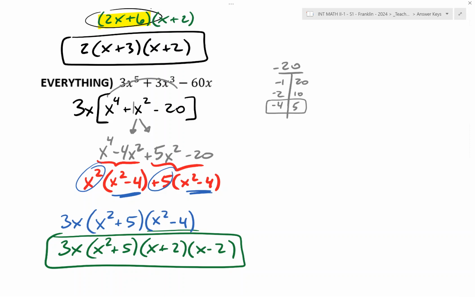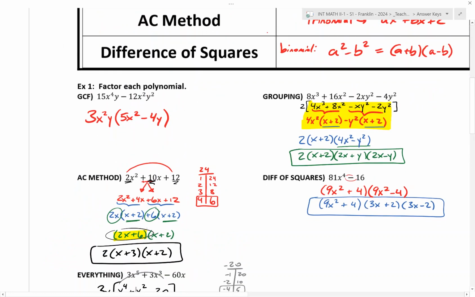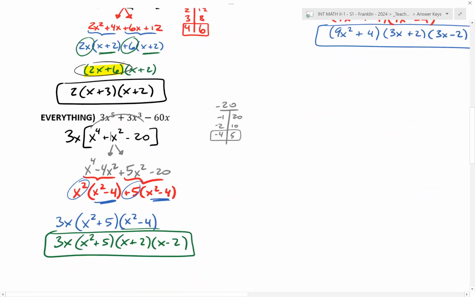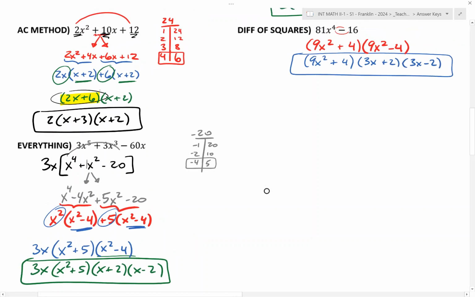Okay, so that problem had a little bit of everything, and actually was probably a little less challenging than the grouping problem, which ended up having just as much in it. So always double check after you get your first answer to see if there's anything else you can do. Check for a GCF, do that first. If you have 4 terms, look at grouping, not difference of squares. If you have 3 terms after you take your GCF out, check for the AC method. And then whether it's after your GCF or after your AC method, always check for a difference of squares at the end, just to be sure.